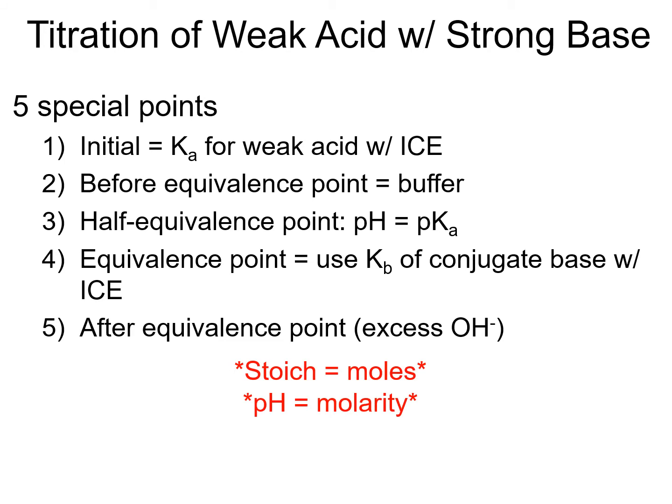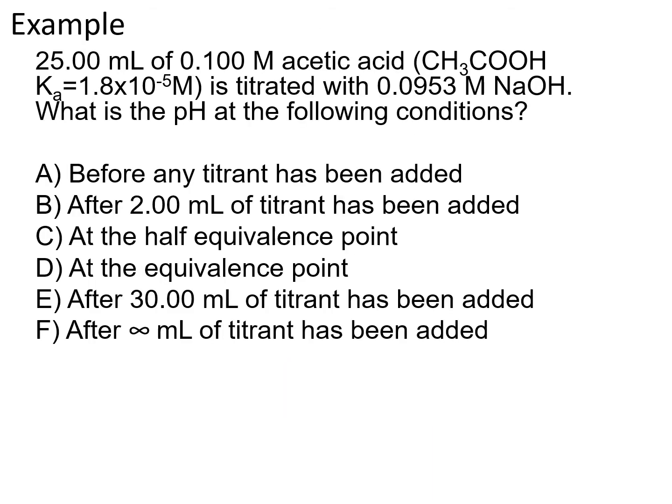Reminder again here, when we're doing stoichiometry, it's in moles. When we're doing pH, it needs to be in molarity. So notice this question is written pretty much like the last example. The only difference is I've changed my starting point to be a weak acid instead of a strong acid, and I still have a strong base. Let's go ahead and see how this example works.